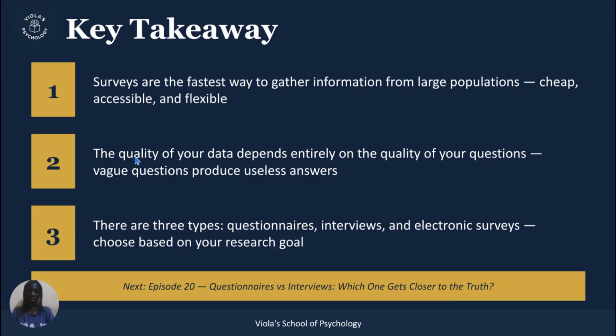Number two is the quality of your data depends entirely on the quality of your questions. You should know that vague questions produce data that looks real but actually means nothing. Number three is there are 3 types of surveys. Do not forget, we have the questionnaires, interviews, and electronic surveys. The right one depends on your research goal. It depends on the breadth, the depth, the anonymity, or speed.